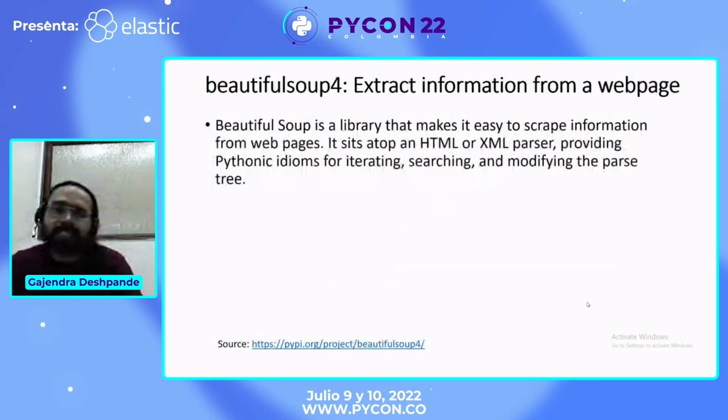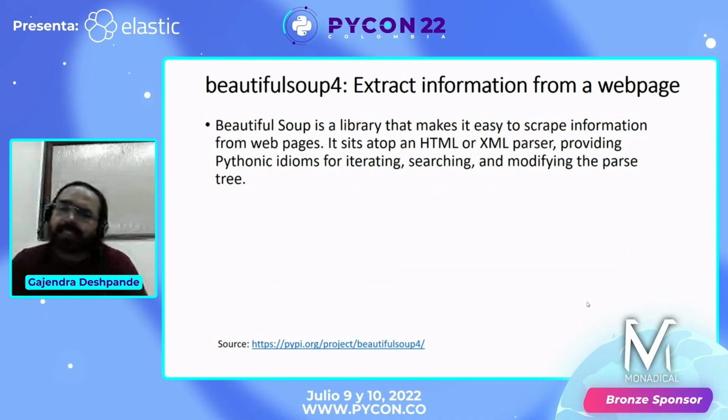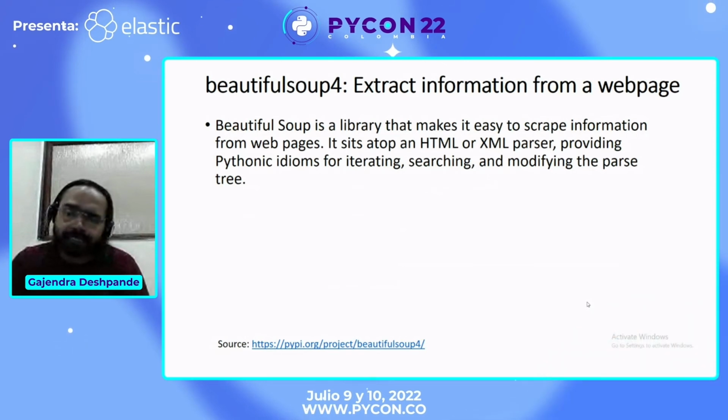Then a similar package, Beautiful Soup. It helps us extract information from a web page. It's a library that makes it easy to scrape information from web pages. That is, if you want to check any web page for exclusionary terms, we can do that by using Beautiful Soup. It sits on top of an HTML or XML parser and provides Pythonic idioms for iterating, searching, and modifying the parse tree.